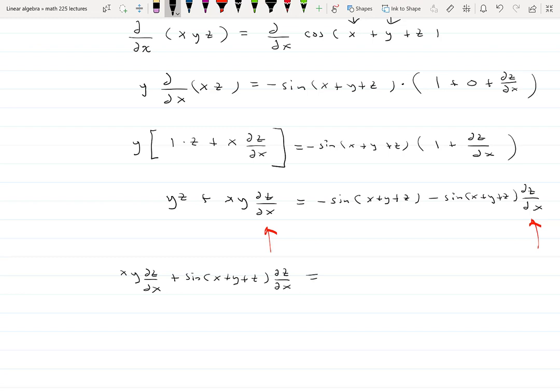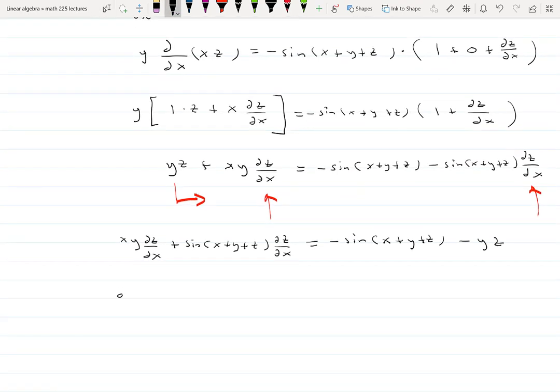And the only thing left on the right hand side for the time being is negative sine of x plus y plus z. But I'm also going to subtract the y times z from both sides, because the y times z doesn't have a partial on it. So I'm going to subtract yz. Almost there. I'm going to factor out a partial z partial x. X plus y plus z.